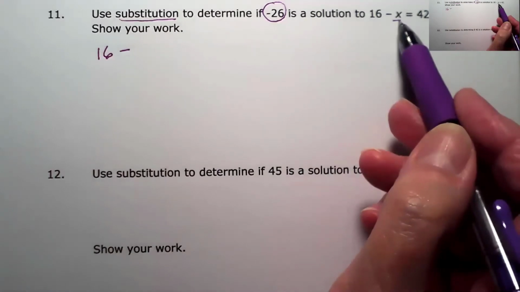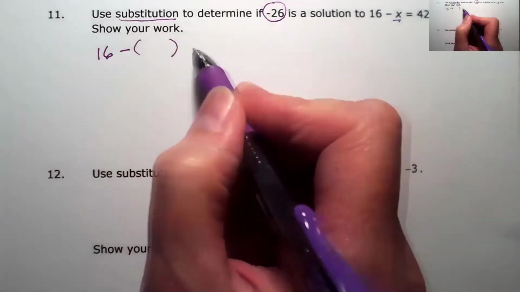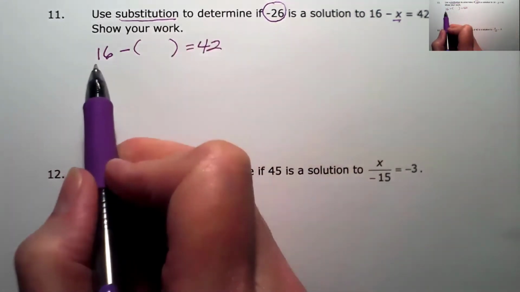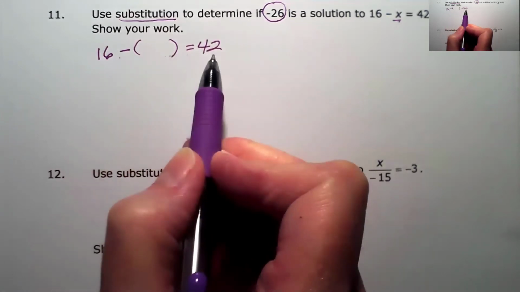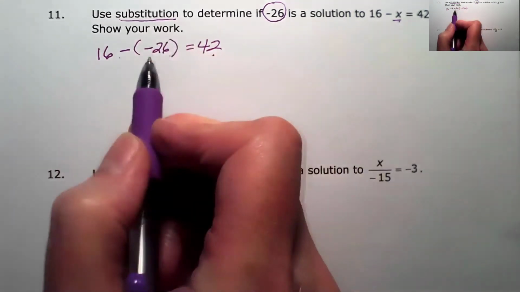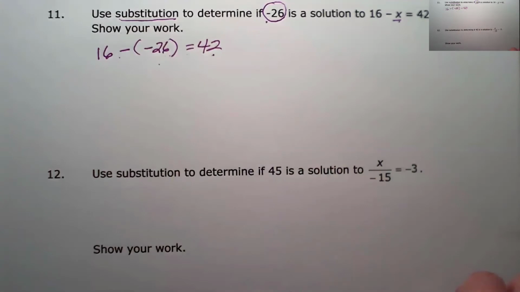So I encourage you to always set up the equation, put a parentheses where the variable would be, and make sure you copied it correctly. So I have 16 minus x equals 42. X is negative 26. So I'm going to substitute in negative 26 for x and see if it works.